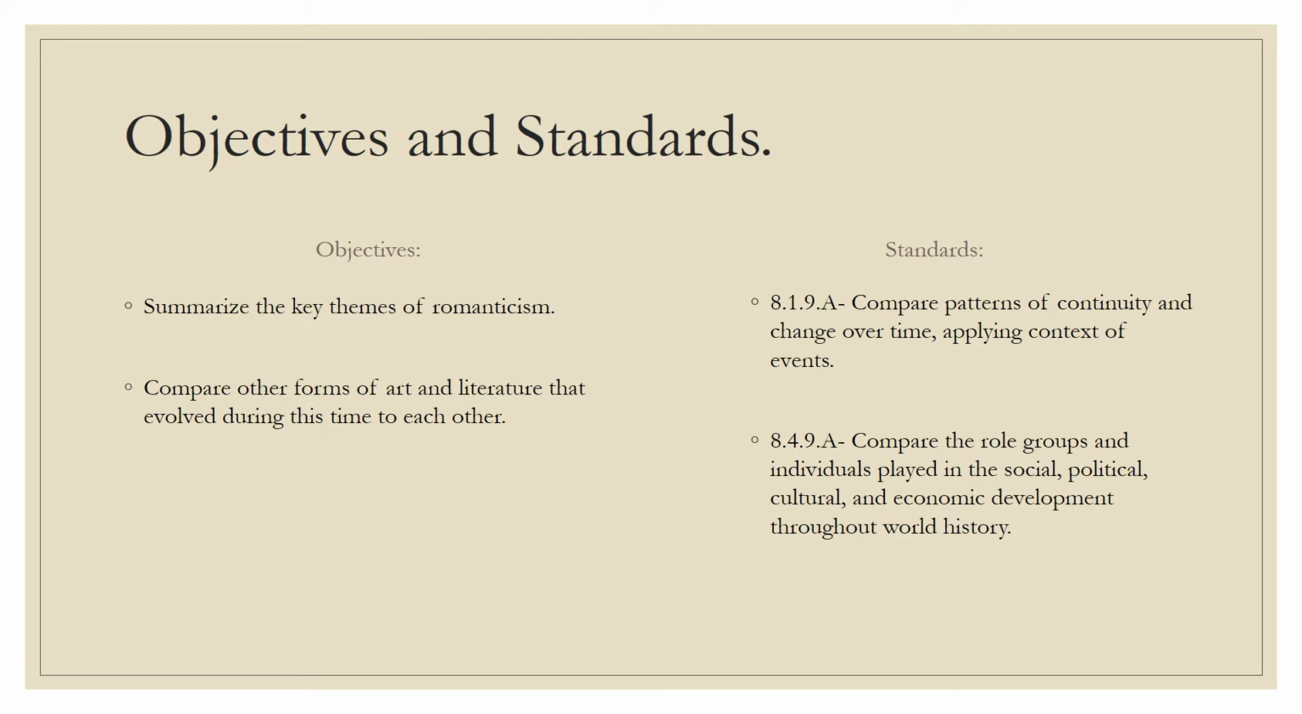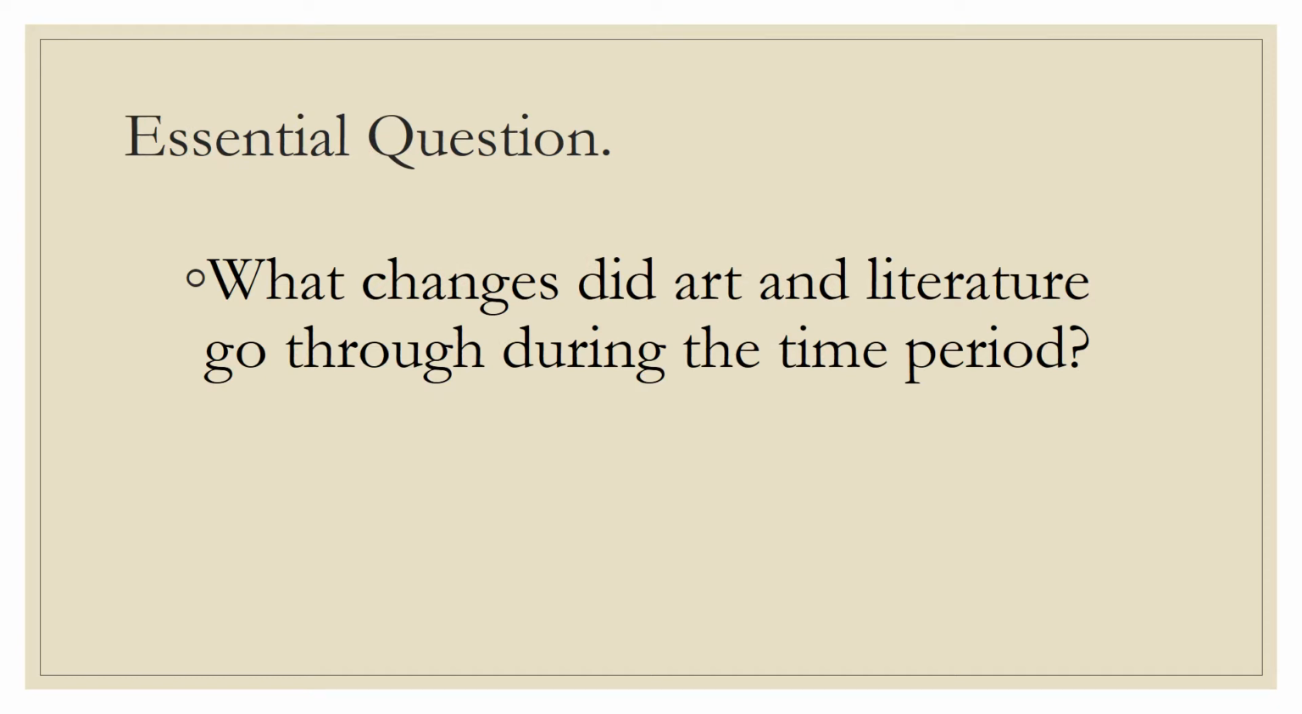So we have our objectives and standards here: to summarize the key themes of Romanticism and compare other forms of art and literature that evolved during this time to each other. If you would please take a look at the standards as well. So our essential question today, or our desired result: what changes did art and literature go through during the time period?